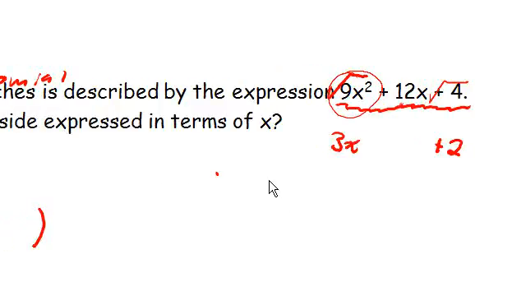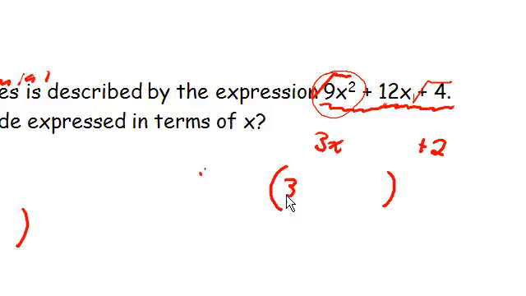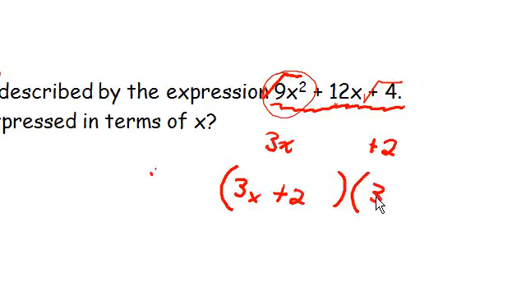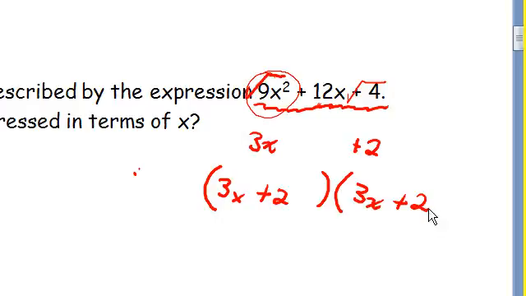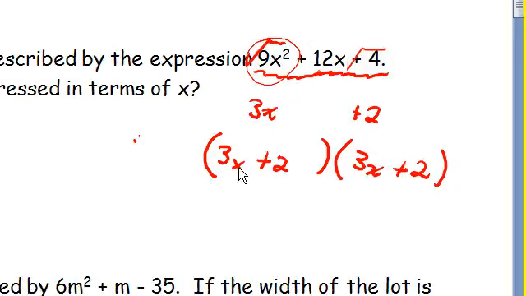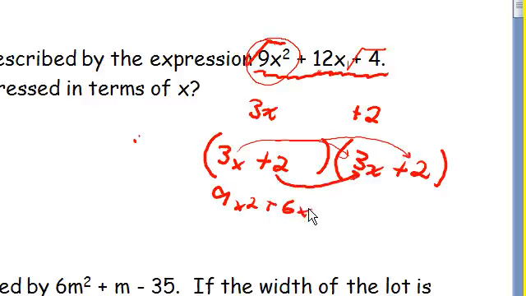But so far, it looks like we're on the right track. So let's try this. Then we'll take 3x plus 2, and we multiply it by itself. 3x plus 2. And so let's see what happens. 3x times 3x is 9x squared. 3x times 2 is 6x. 2 times 3x is another 6x. And then 2 times 2 is 4.